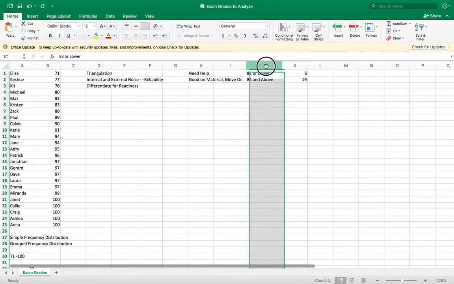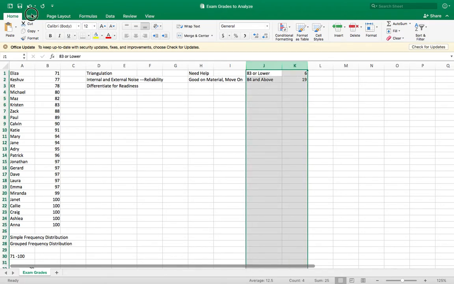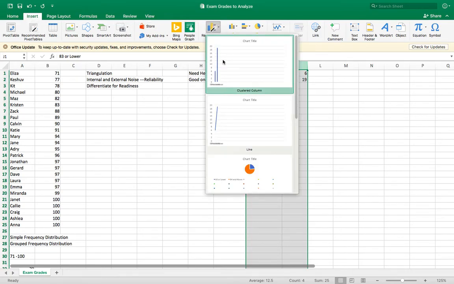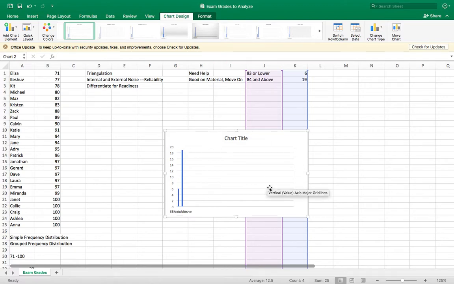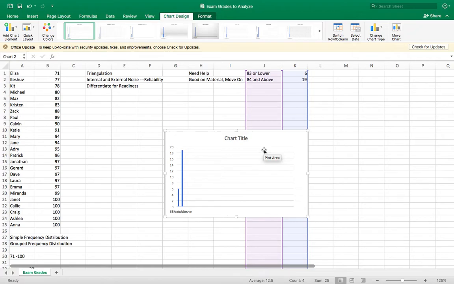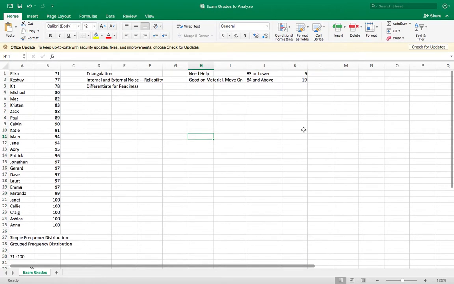So I guess I could create a graph. It's not really needed in this case. So recommended charts, sure. It's literally not telling me that much. This isn't really a distribution because I'm only creating 2 groups, right? So I can see I will have a smaller group for that need help group, which is good on me as the teacher. And then I'll have a larger group for good on the material and need to move on, right? So I'm going to go ahead and get rid of that.